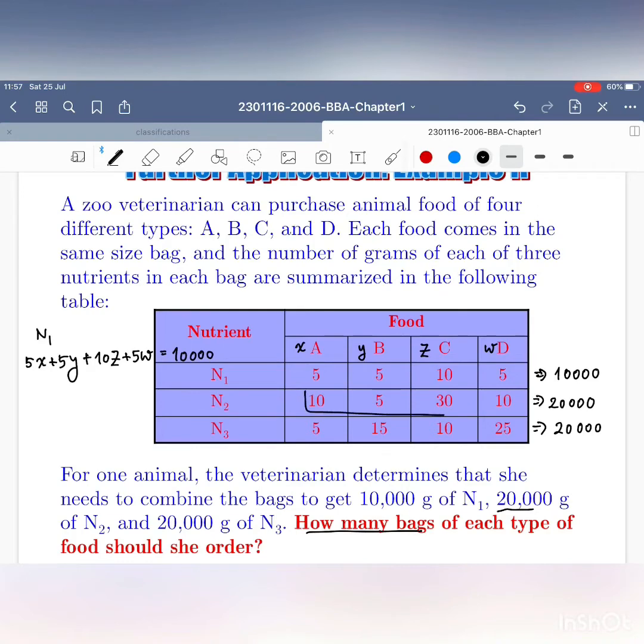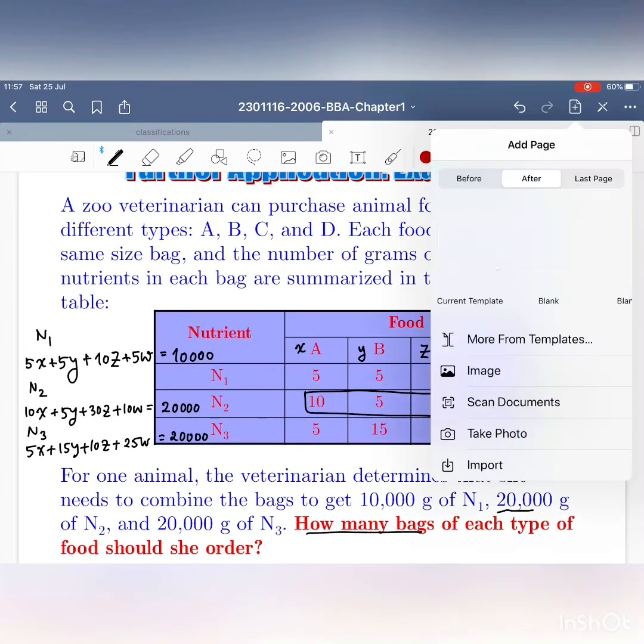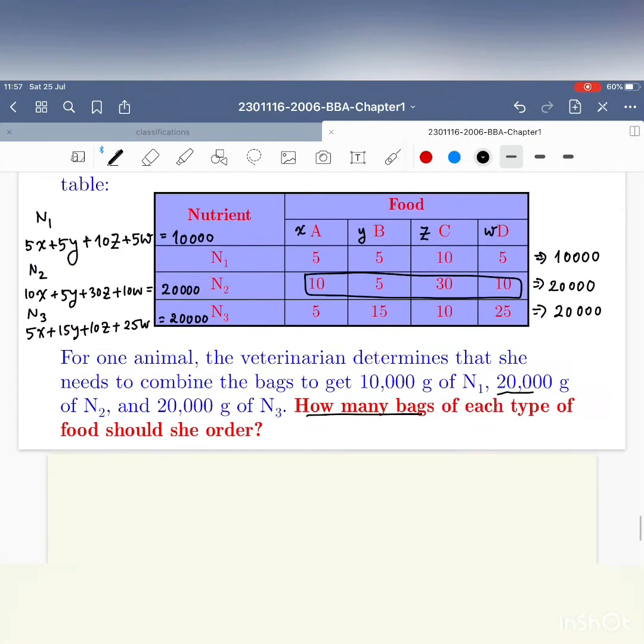The same thing applies with your second nutrition. For the second nutrition, you have 10x, 5y, 30z, and 10w equals 20,000. And your last nutrition, you have 5x, 15y, 10z, and 25w, which becomes 20,000 as well. So let me just write the whole system here.